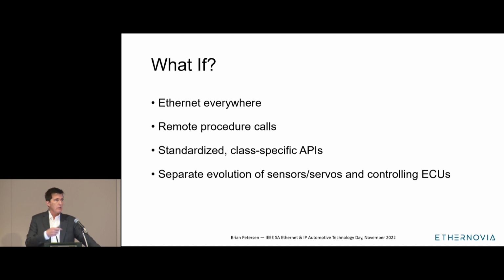You can imagine whole categories of common peripherals in a vehicle, whether it's a window regulator or a stereo or a headlight module that can belong to a class that adopts a standardized API. And if we had these APIs, then the technology and the algorithms that reside in these sensors and servos could be allowed to evolve separately from the software running in the controlling ECUs. And if we make these changes, I think we could unleash tremendous efficiencies.